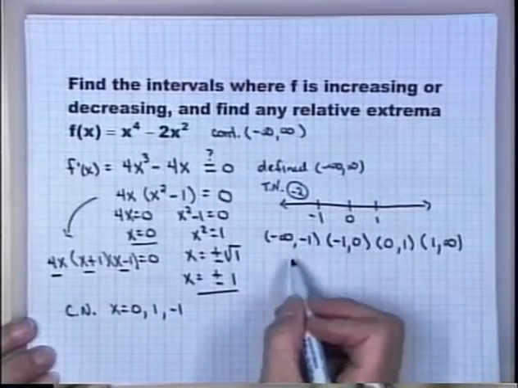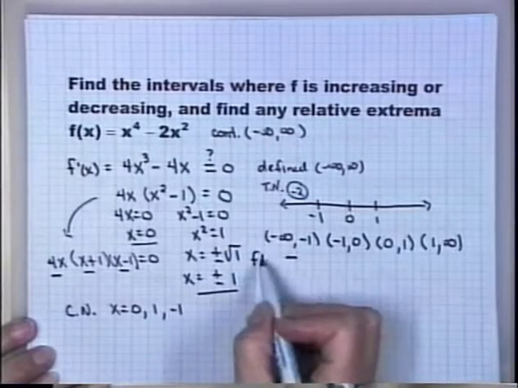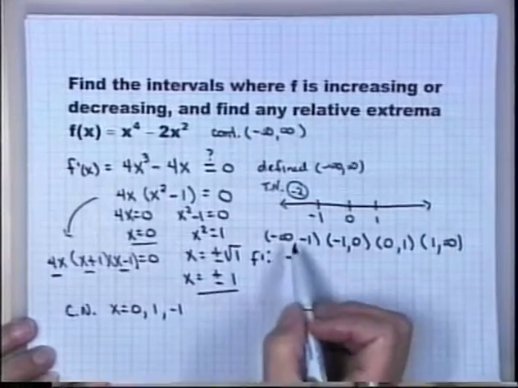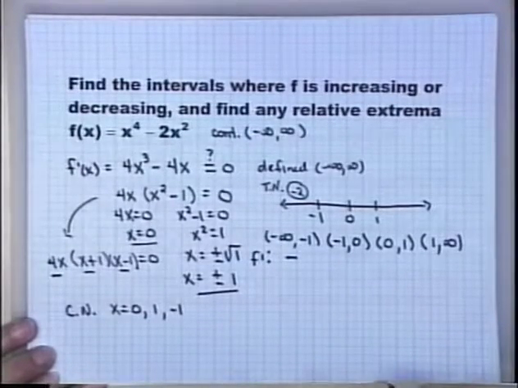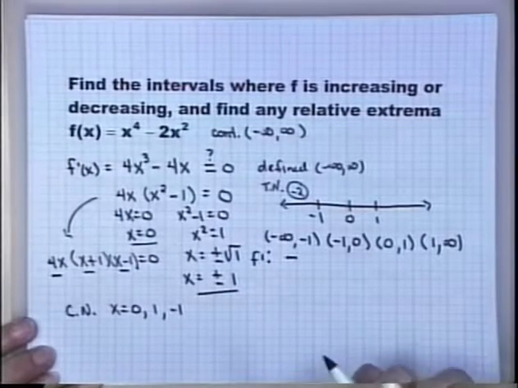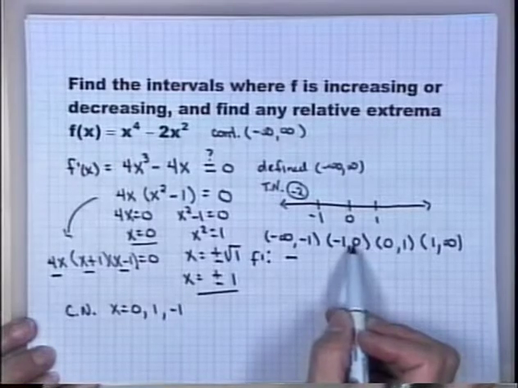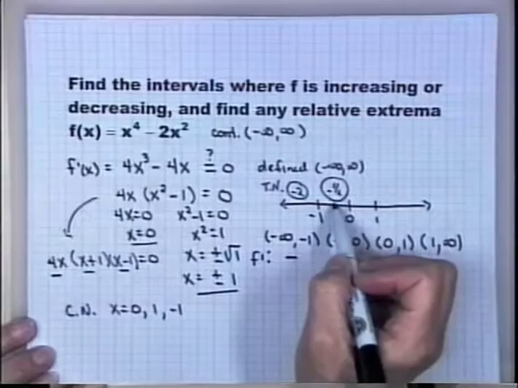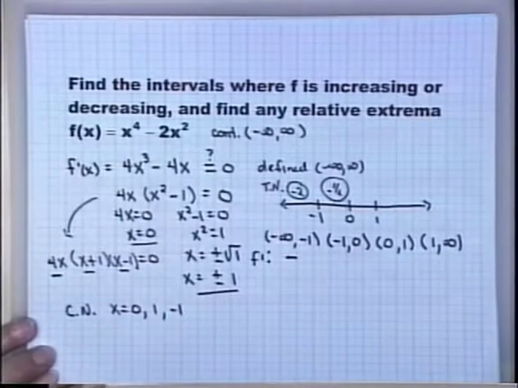So on this interval, because my test number gave me a negative value for my first derivative, all of the numbers in this interval would give me negative values for my first derivative. Okay? Now, between negative 1 and 0, we can use the test number negative 1/2, let's say. Now, the good news is we don't have to exactly evaluate this derivative. We just need to determine, is it positive or is it negative?